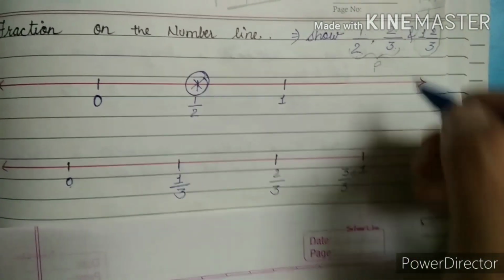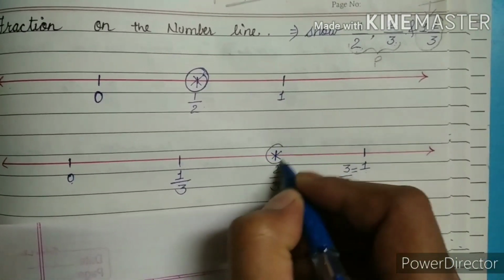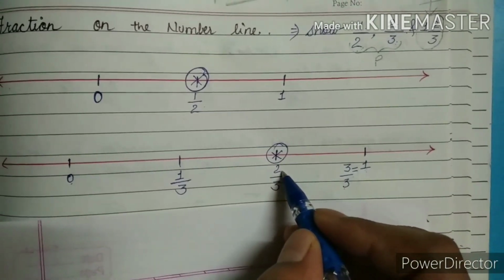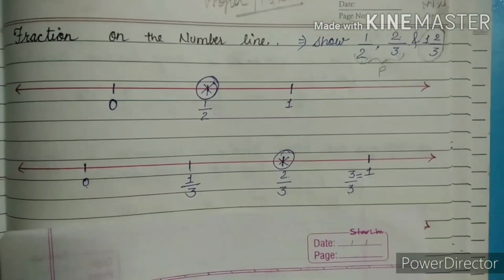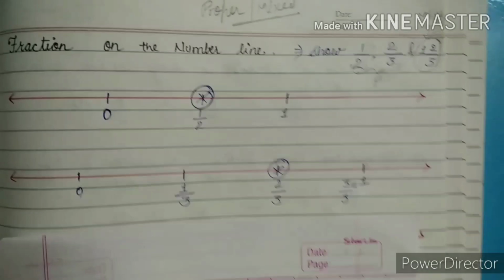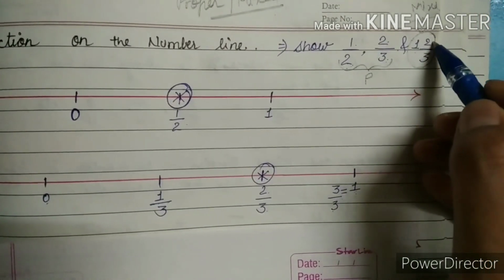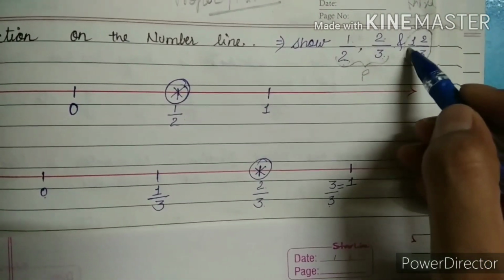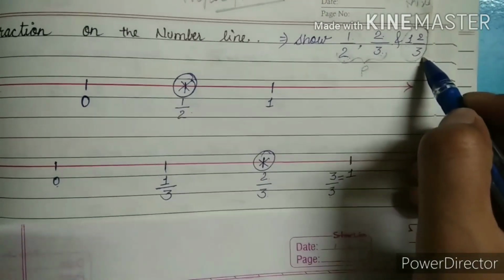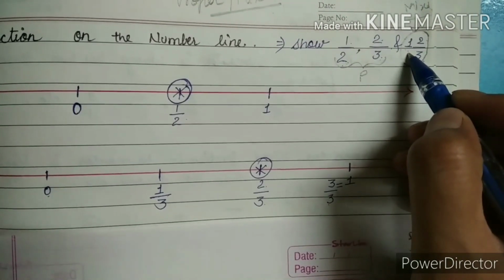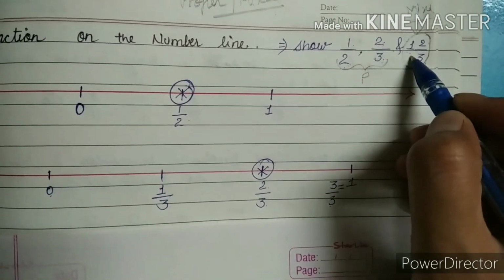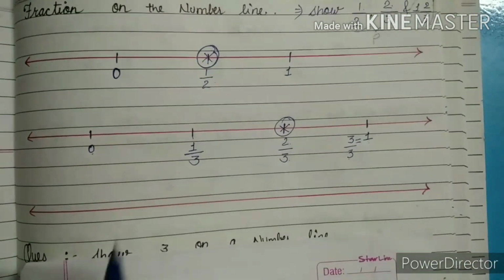Have you seen 2 by 3? Yes, here is 2 by 3. So this point is representing 2 by 3 on number line. Now last is 1, 2 by 3. 1, 2 by 3. Here 1 is the whole. 1 is the whole.